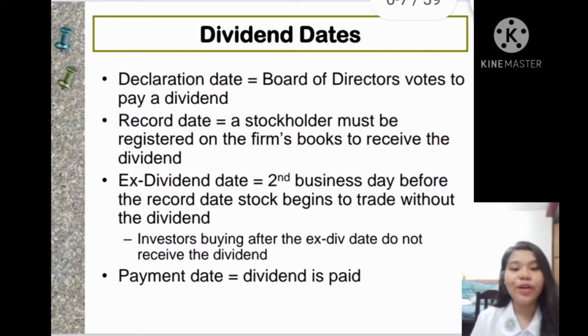Second is the record date. It is the date on which the investors must be on the company's books in order to receive a dividend. Next is the ex-dividend date. It is the first date that a stock trades without a dividend. And lastly, the payment date. The payment date is the date on which the dividend is paid to shareholders. Dividend payments may be either mailed or electronically transferred to the accounts of shareholders.